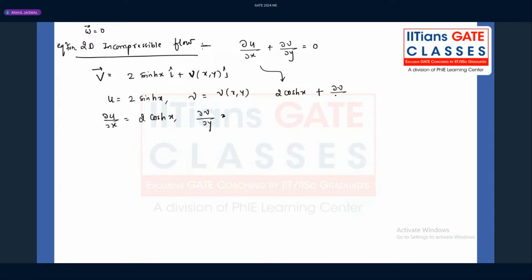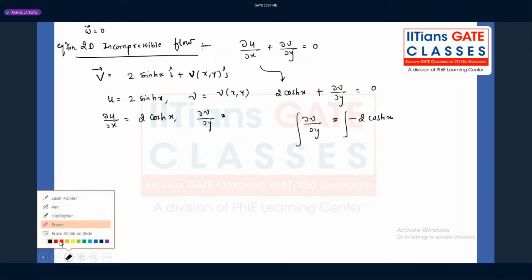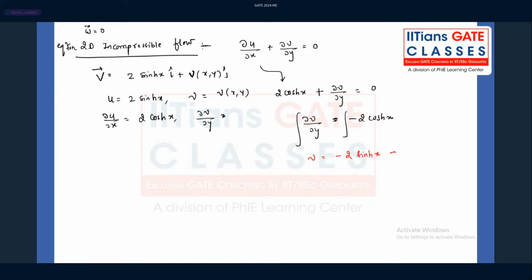Let's keep it like this. Now from here, dou v by dou y is minus 2 cosh x. Now you integrate it partially with respect to y, and then you are going to get the v component. Whenever you are doing partial integration, you always add some function of the other variable, which is treated as constant. We are integrating with respect to y, so we have to treat x as a constant. So, minus 2 cosh x into y plus some function of x.